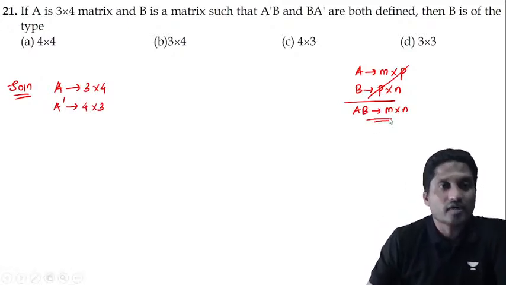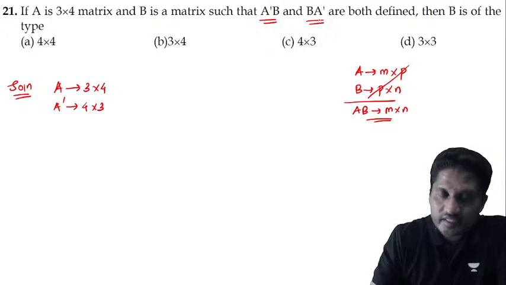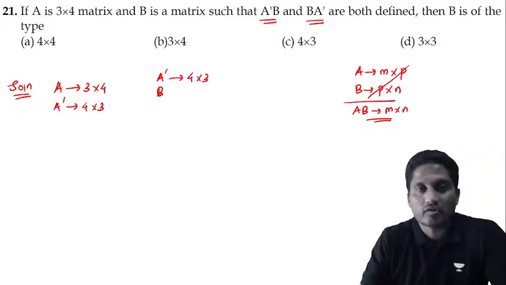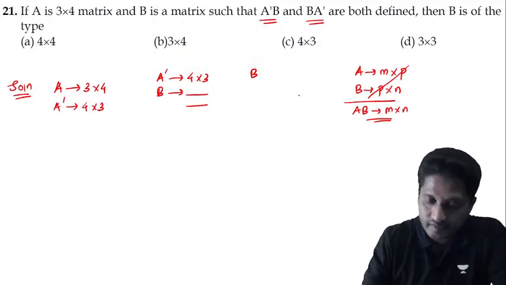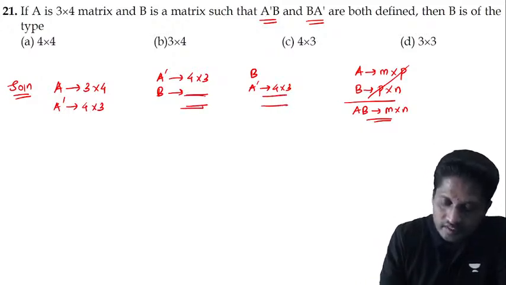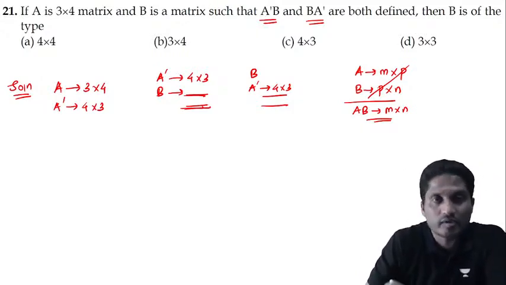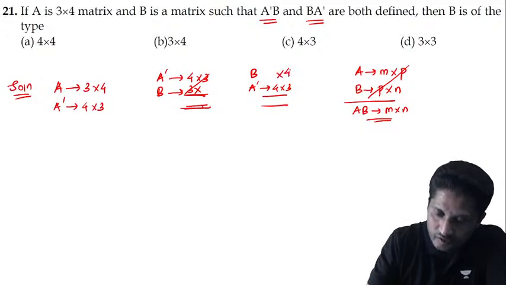Right. So if A is a matrix of order 3 by 4, obviously A dash is a matrix of order 4 by 3, right? And it is given in the question that A dash B and B A dash are both defined. If I take matrix A dash B, order of A dash is 4 by 3. Since A is given, obviously A dash order I will know, B order I don't know. It's also given that B A dash is also defined. A dash is a matrix of order 4 by 3, B I don't know. Now this means that number of columns of A dash is same as number of rows of B. If this fellow is 3, this should also be 3. Only then the matrix is defined. If this is 4, this fellow should also be 4.